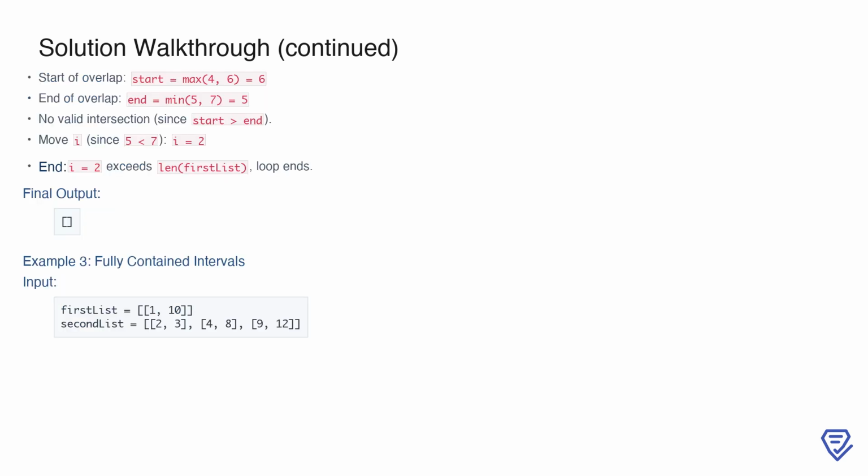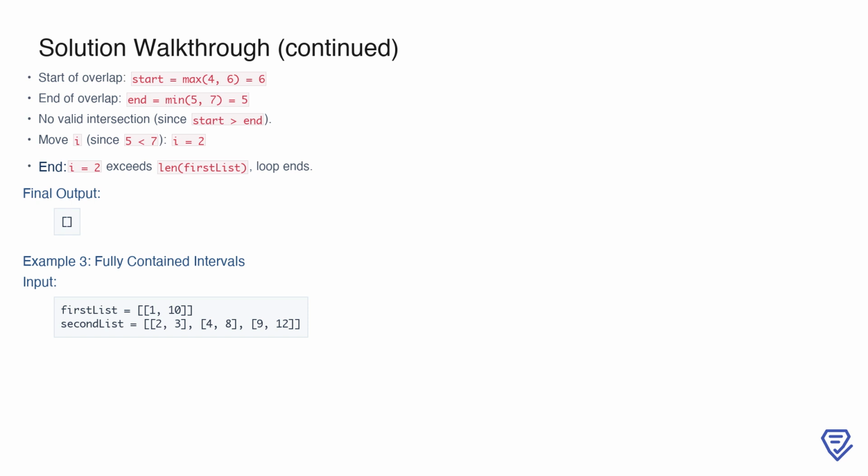Next, we compare [4, 5] from first list with [6, 7] from second list. The start of the overlap is 6, and the end of the overlap is 5. Again, the start is greater than the end, so there is no valid intersection. We move the pointer i to the next interval in first list because the end of [4, 5] is less than the start of [6, 7].